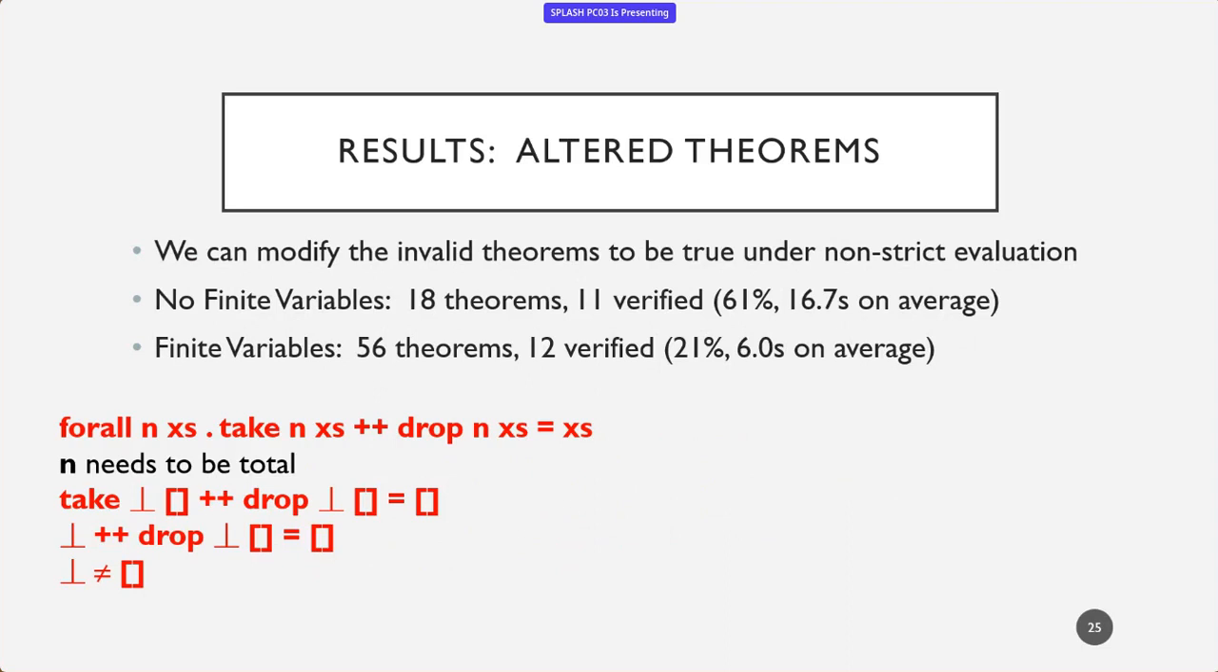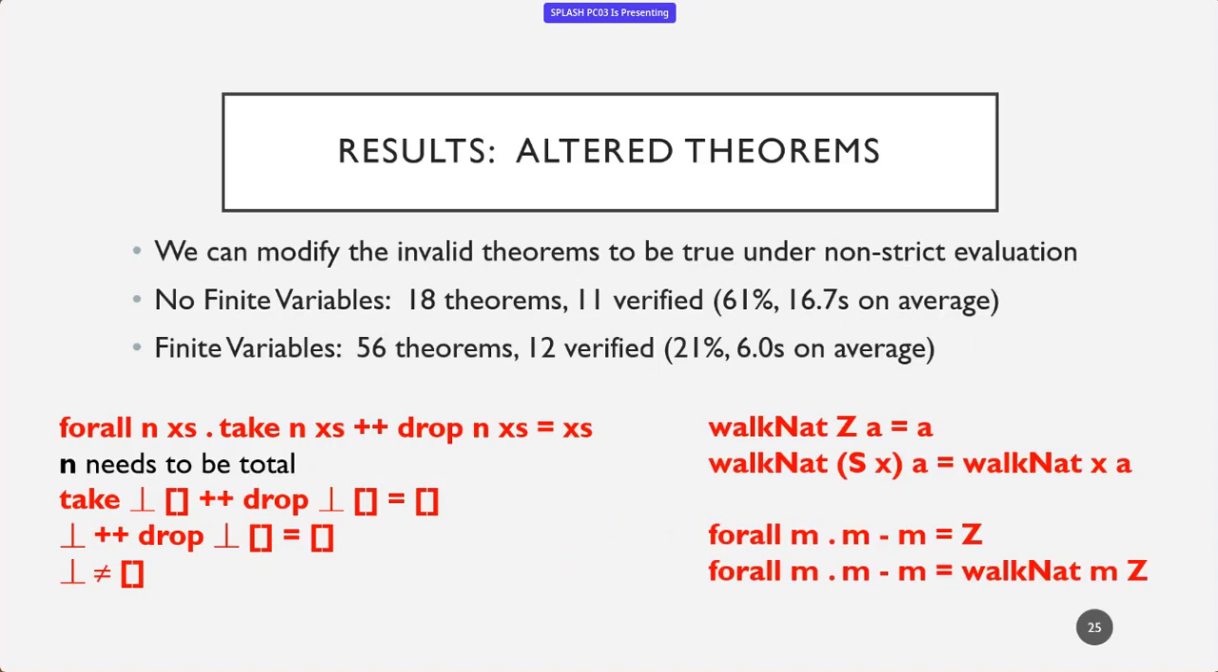N needs to be total because if N is bottom and X is the empty list, we get bottom on the left and the empty list on the right. To enforce finiteness, we rely on walk functions like what you see here on the right. A walk function is a function that iterates over the whole structure of an algebraic data type in order to force non-termination in the event that it's infinite.